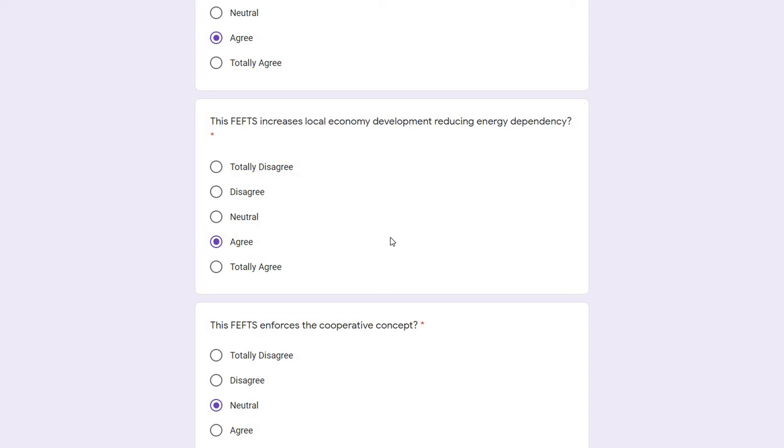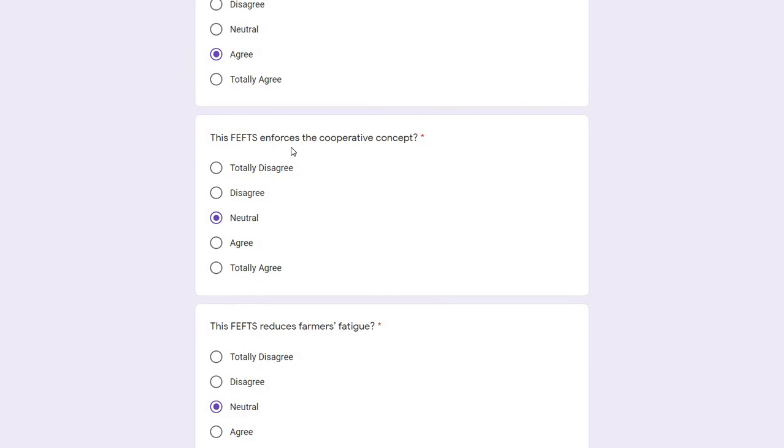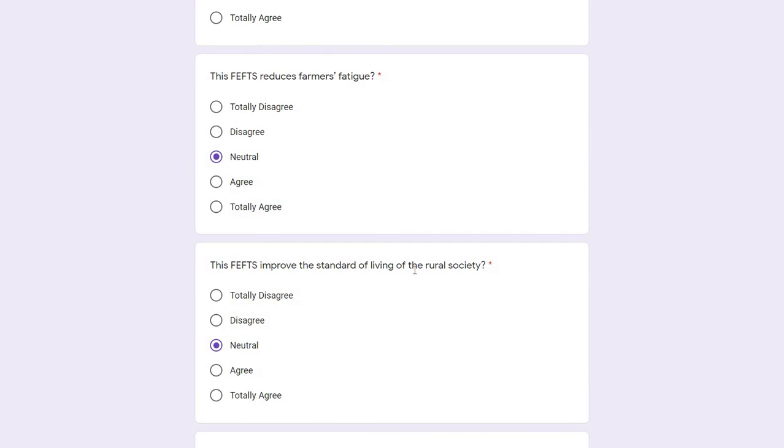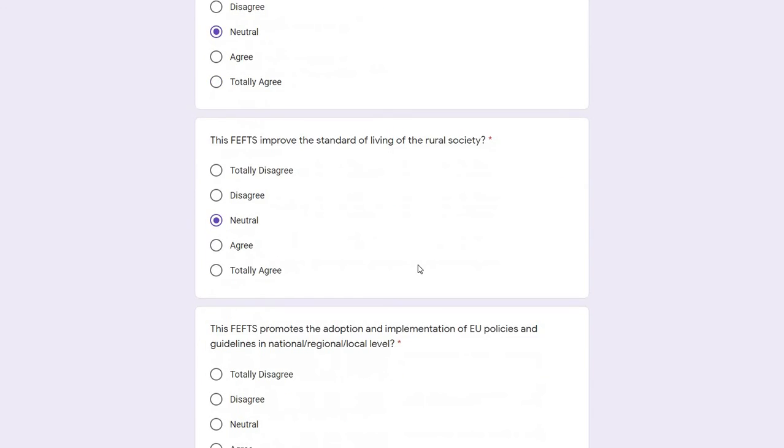Then, does this theft increase local economy development, reducing energy dependency? Yes, I agree with that because most probably it's going to be an intervention related to energy efficiency. Does this theft enforce the cooperative concept? I have chosen neutral. Does this theft reduce farmers' fatigue? Again, neutral because we don't know exactly what type of application is going to be deployed under this mechanism.